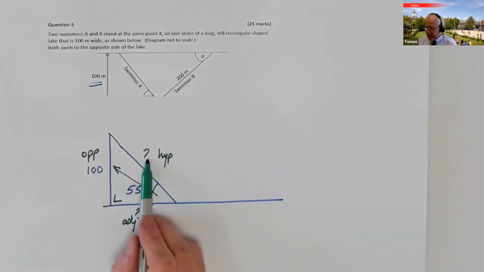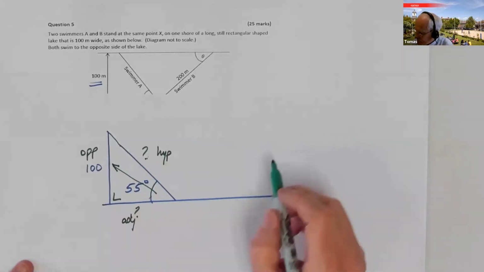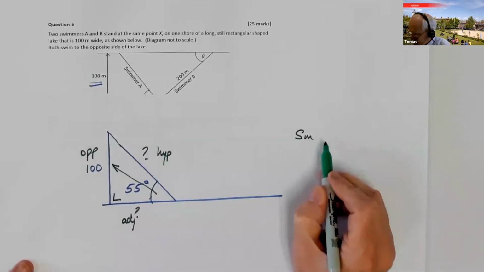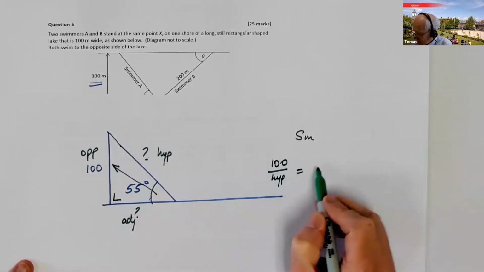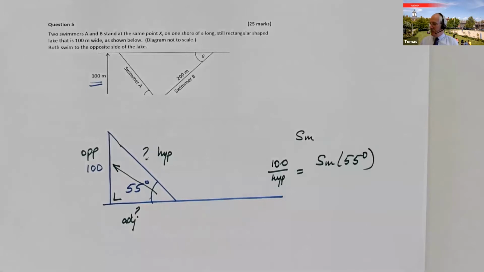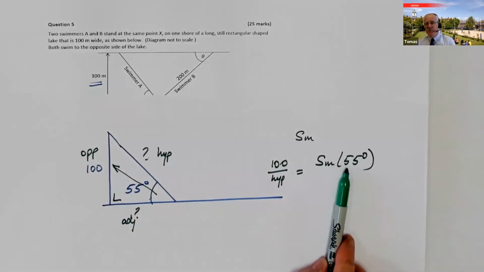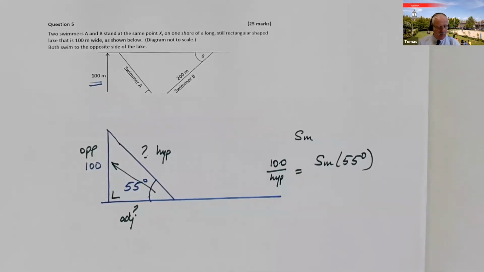Now we're interested in this length here, and we know the opposite. Opposite over hypotenuse, sine. Sine is opposite over hypotenuse. So 100 over hypotenuse is equal to sine 55. Sine 55 is a number. 55, hit the calculator sine. 100 over hypotenuse, well, we don't know what hypotenuse is, but let's just say that's a number. Well, I'll plug it in. I'll do the calculator here if I can. I'll just pull up a calculator.